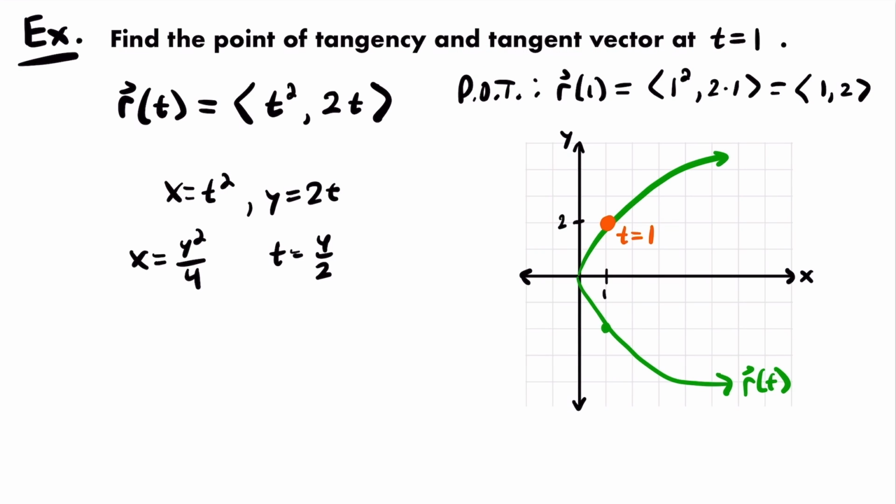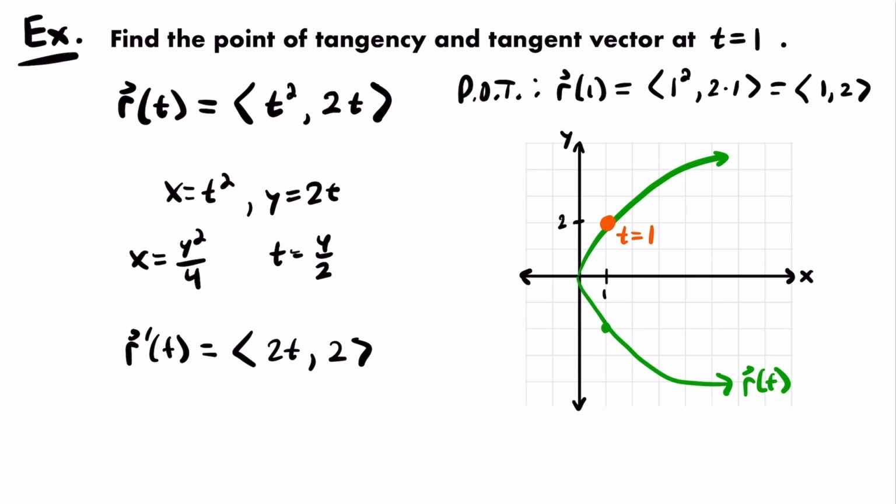Now, we found the point of tangency, so let's work on finding the tangent vector. To do that, we first need to take the derivative of our vector function, because the derivative of a vector function does represent a tangent vector for a specific value of t. Once we have that derivative, we can then plug in t equals 1, and that will give us the specific tangent vector for that value of t along this curve. Okay, so let's take the derivative. We'll have r prime of t is equal to 2t comma 2, right? The derivative of t squared is 2t, and the derivative of 2t is 2.